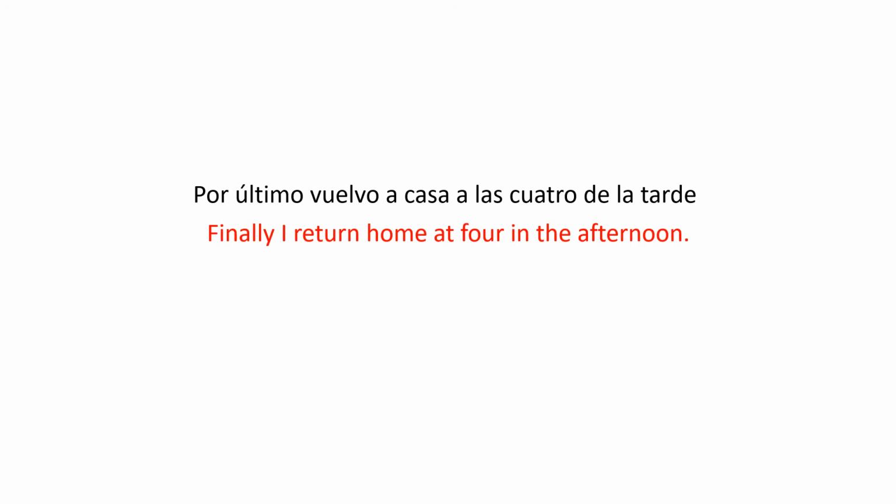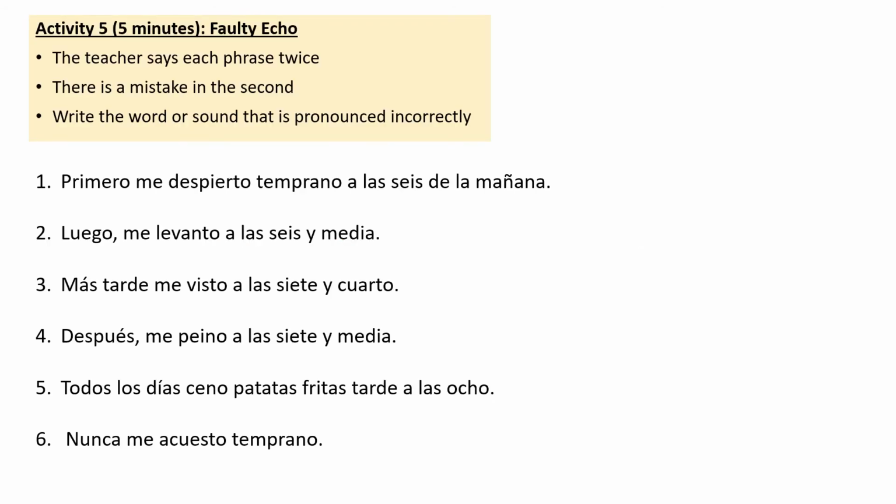Muy bien, chicos. Okay, so we're now going to move on and do what's called faulty echo. So what's going to happen with this activity is I am going to say each of these 6 phrases twice. The first time I say the sentence, I'm going to say it with perfect Spanish pronunciation. The second time I say it, I'm going to pronounce a word or sound wrong. Just one in the whole phrase.